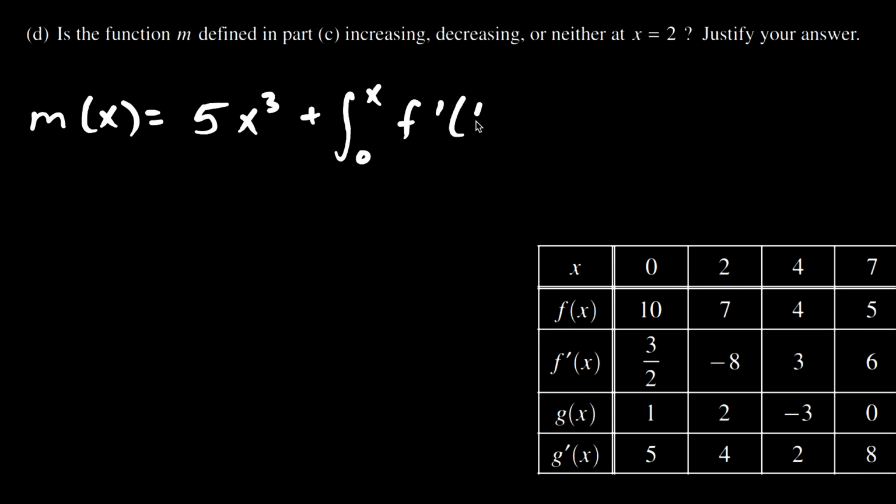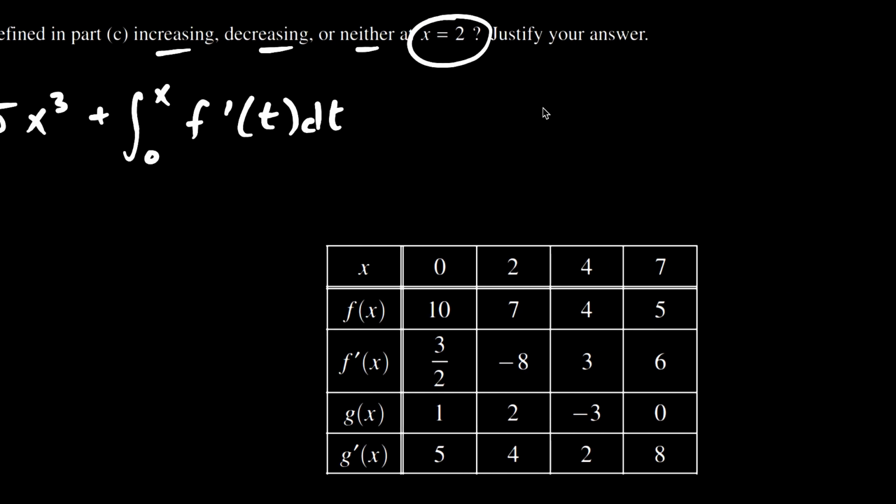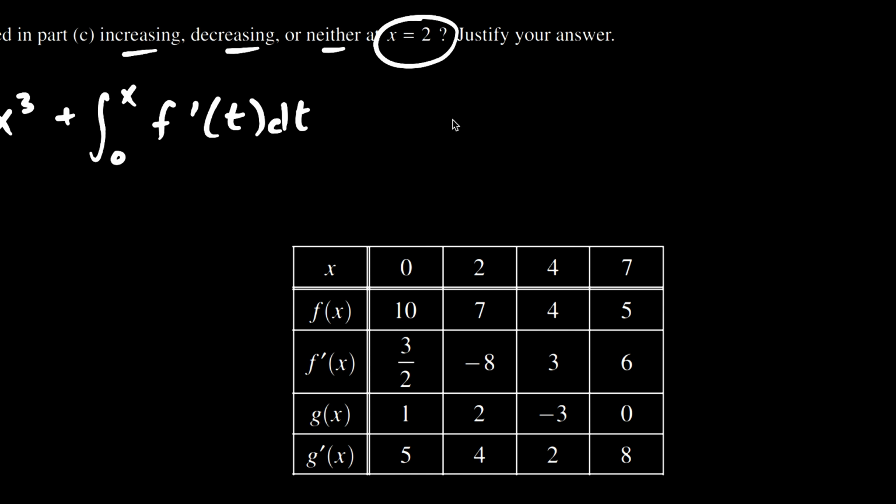Part D, they're referring back to that function m, so let's go ahead and write that down. So we had 5x cubed plus the integral from 0 to x of f prime of t dt. And they want to know if it's increasing, decreasing, or neither at x equals 2. So to do this, you should know you need the first derivative. So we're going to have to go ahead and calculate our first derivative, but there's something a little bit off here for a lot of people. So let's go ahead and take a look at something special.